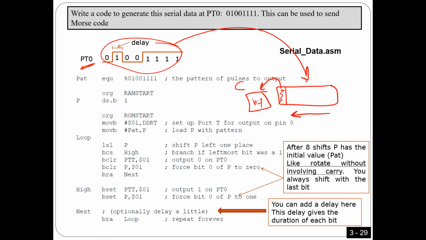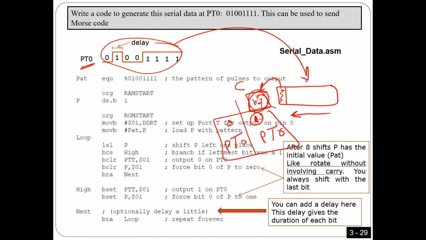And then after that, I'm going to check the carry. If the carry is 1, I'm going to output 1 on BT0. If the carry is 0, I'm going to output 0 on BT0. So I'm going to see what the value of the carry is, and based on this value, I'm going to output 1 or 0. So the value of this bit, I'm going to mirror or reflect on BT0. If this bit is 0, I'm going to output 0. If it is 1, I'm going to output 1. Is that okay? So that's what I'm going to do right now.